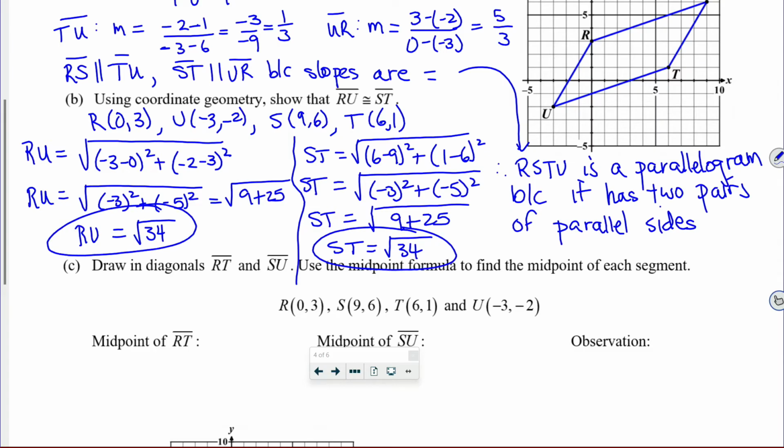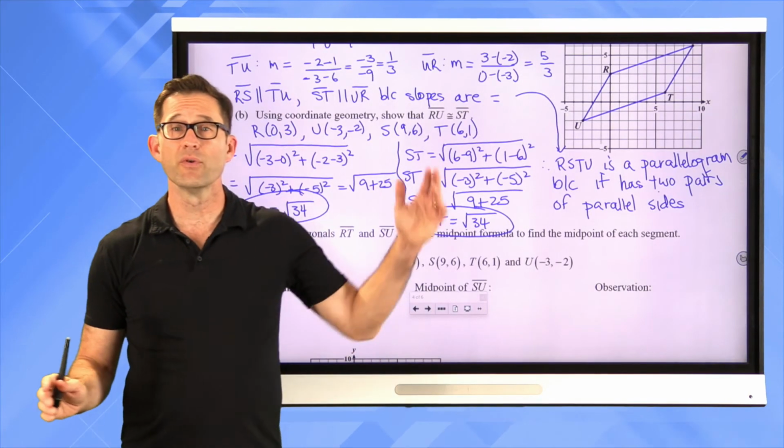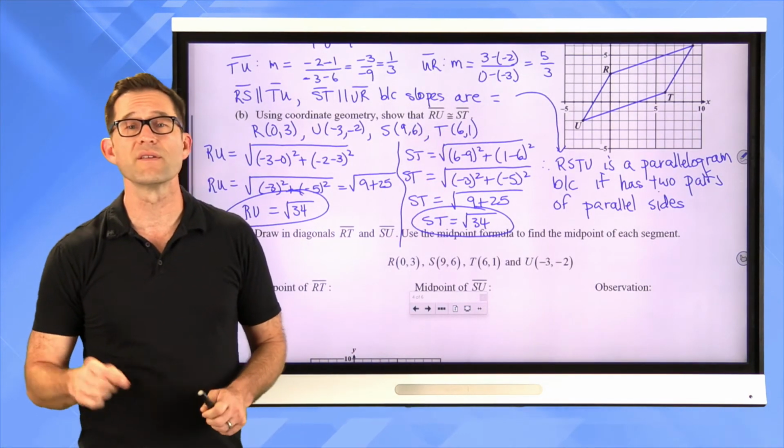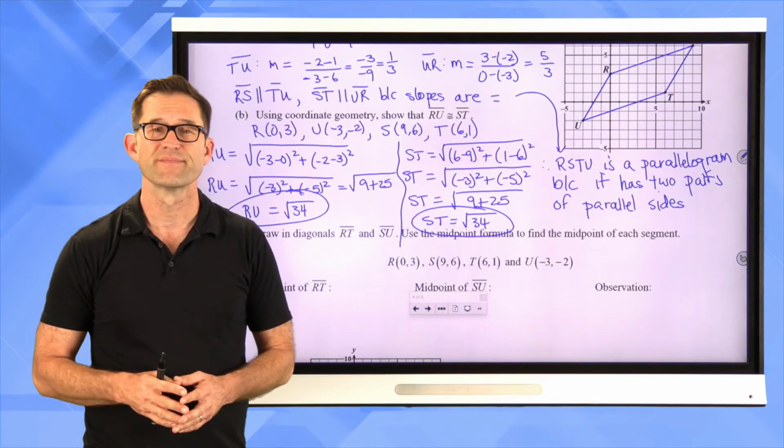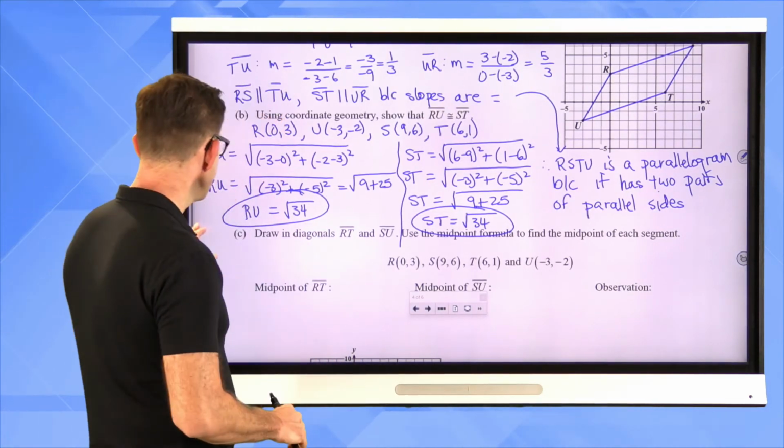So we have it, right? And that's enough to prove that RU and ST are congruent, because that is the very definition of two segments being congruent. They have the same length. All right, let's take a look at letter C.